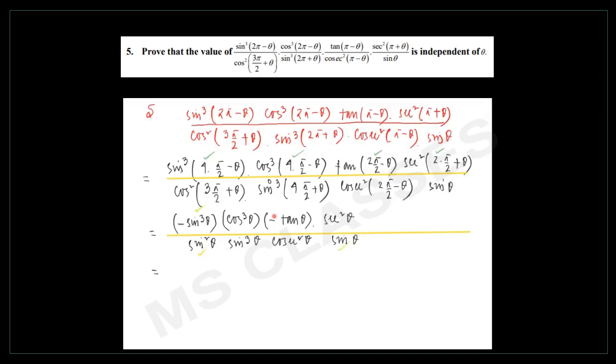Now what are we left with? Cosec cube theta and here tan theta. Tan theta means what? Sine by cos. Here 1 by cos square. So this will cancel out. Cos cube theta will be cancelled out with this one and this one. So in the numerator we are left with only sine. Denominator it is sine cube theta into cosec square theta, that is 1 by sine square theta. So only sine theta. So ultimately this is 1, which is independent of theta.